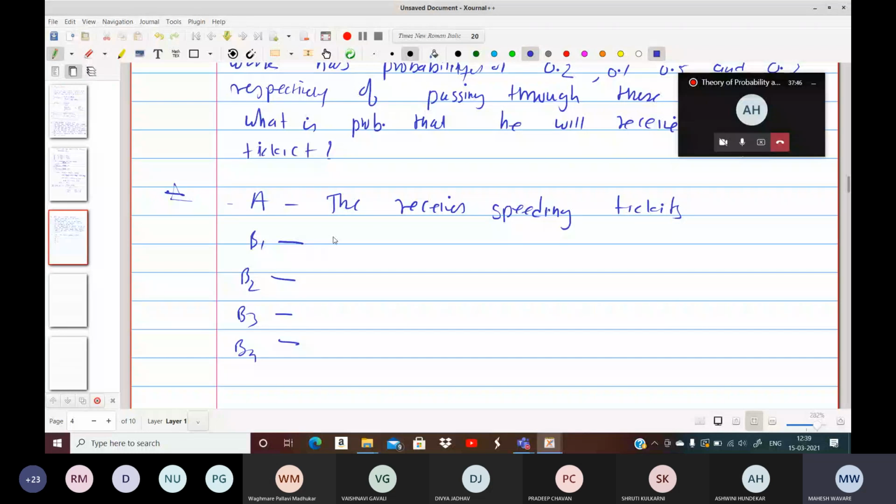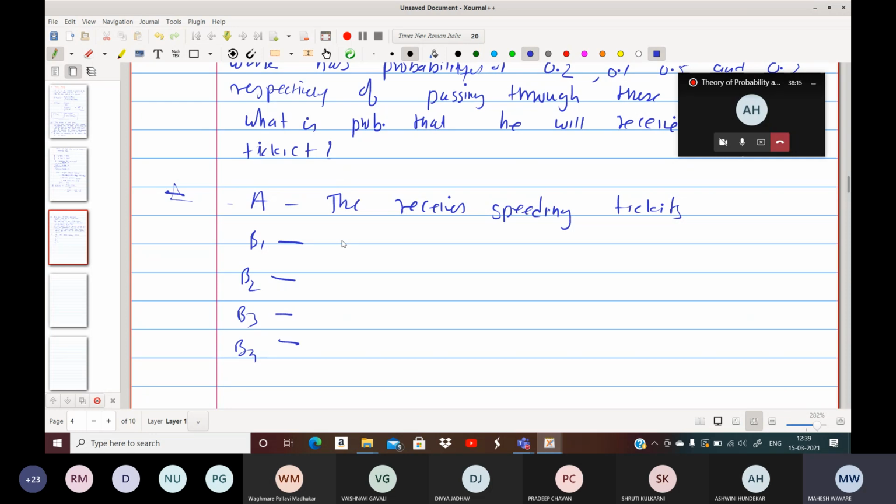Read the problem carefully. A person who is speeding on his way has a chance of receiving a ticket, at location L1, L2, L3 or L4. I denote B1 as the radar trap at each location.